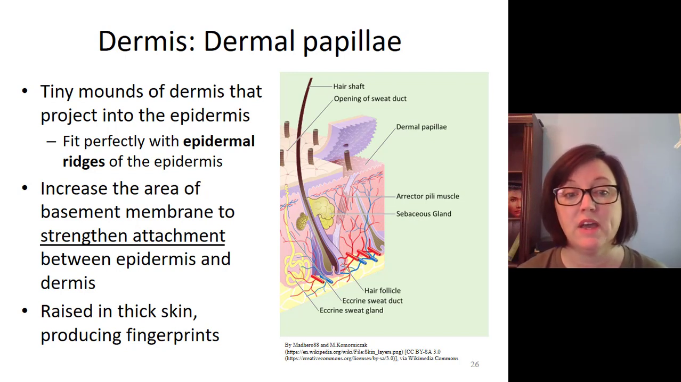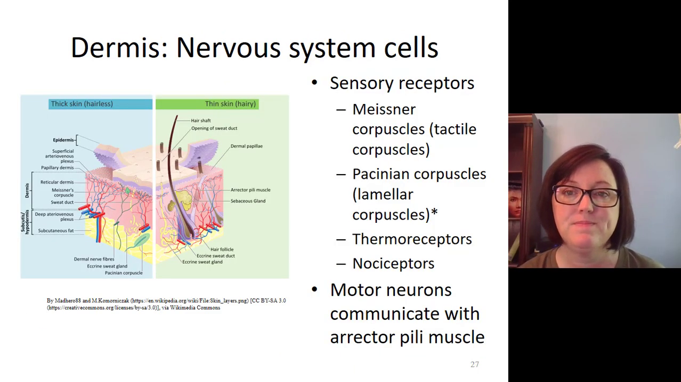Another application here is that in thick skin on our tips of our fingers and on our toes, the dermal papillae are highly raised, and this is what produces fingerprints. Now, as I mentioned, the dermis does have lots of nervous system cells, and most of these are for sensing things, so we call them sensory receptors.